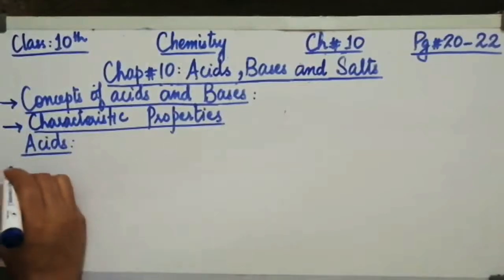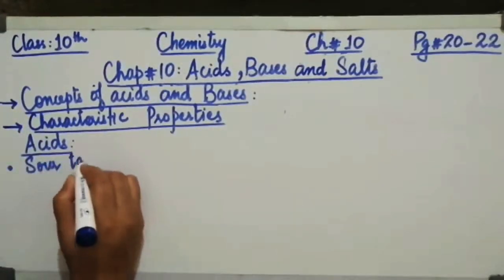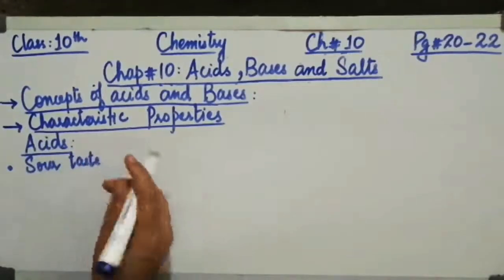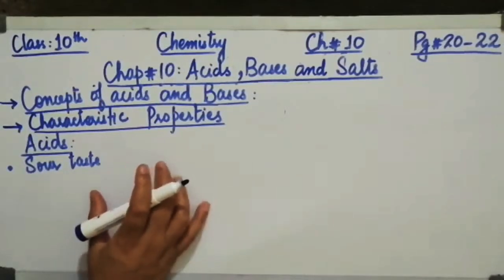Acids have a sour taste. What type of taste is it? It is the taste found in some citrus or unripe citrus fruit or lemon juice.